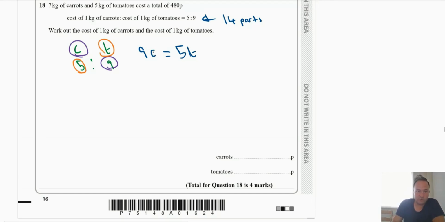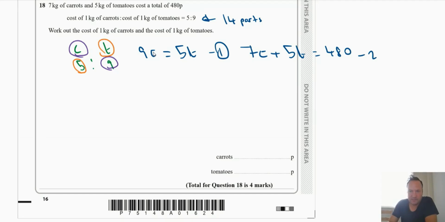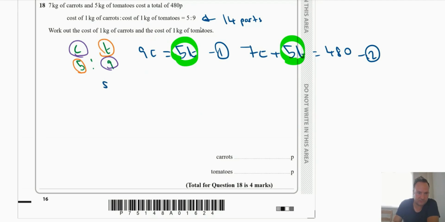We also know we've been given another formula, haven't we? We also know that 7 kilograms of carrots and 5 kilograms of tomatoes is 480. So we could say, okay then, 7c plus 5t equals 480. So what we can do next, we can actually treat these as simultaneous equations, okay? And we can do that by actually eliminating t. If you notice, we've actually got a 5t over here and over here, so we can actually substitute equation 1 into equation 2. So where we've got the 5t, we can actually replace that with 9c in equation 2.